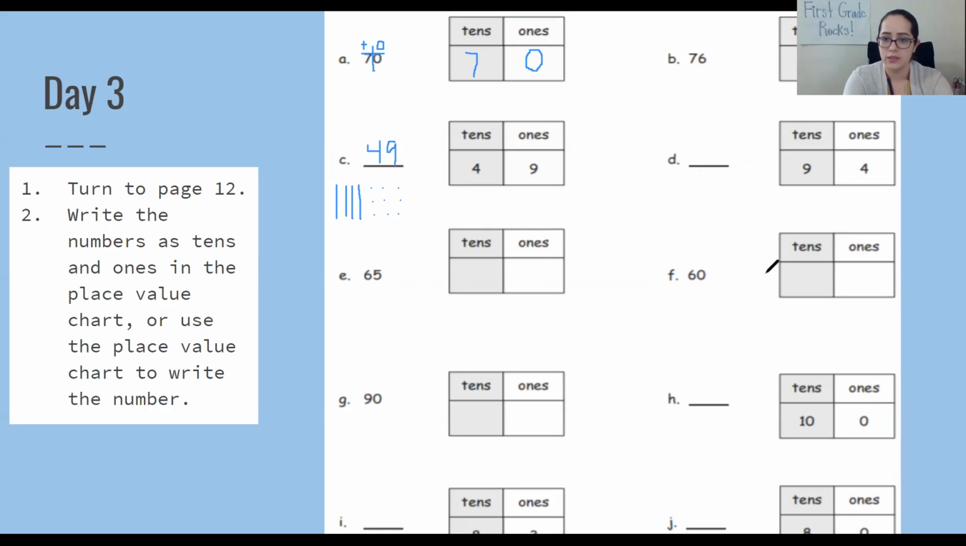F is 60. G, 90. H gives you how many tens and how many ones. So here you have 10 tens and 0 ones. And so forth. All right, so I'm going to go ahead and clear this.